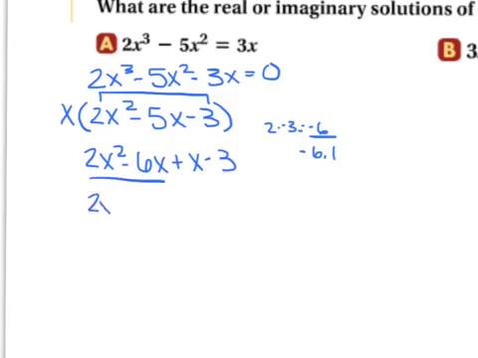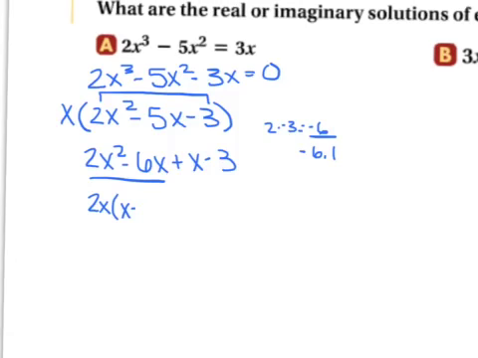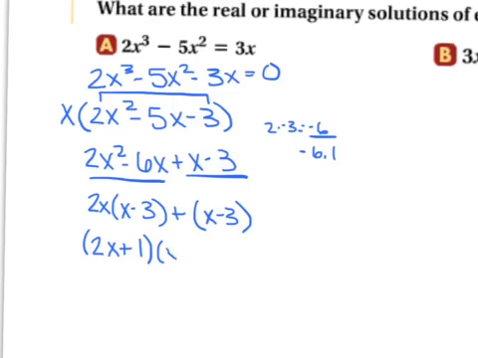Group the first two and take out their GCF. Group the second two, those only have a GCF of 1, so you're not really taking anything out other than that 1. And now we have 2x plus 1 times the quantity x minus 3. And we have factored what was inside the parentheses. Don't forget that we had this x factored out as a GCF.